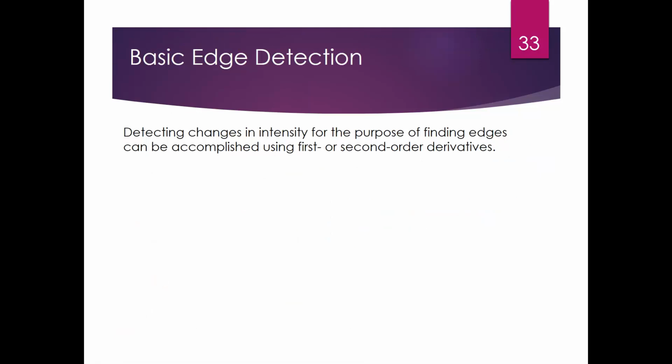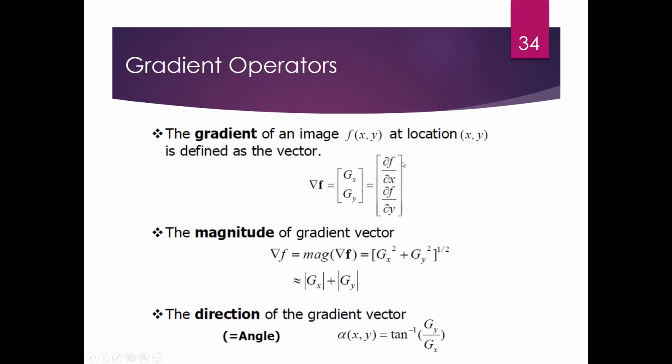Now, basic edge detection. Detecting a change in intensity for the purpose of finding edges can be accomplished using first or second order derivatives. So now the gradient operator. The gradient of an image f(x, y) at location (x, y) is defined as the vector ∇f = [gx, gy], where gx is ∂f/∂x and gy is ∂f/∂y.